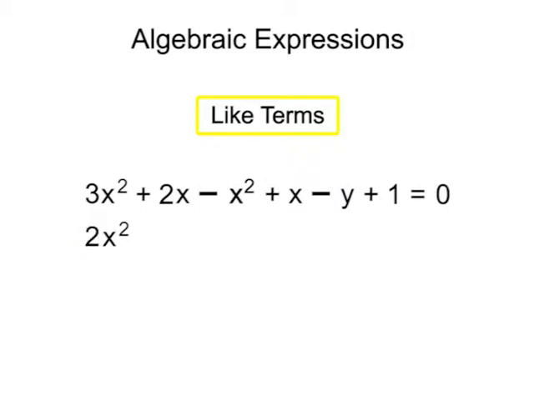Let's continue. The terms 2x and the term x are also like terms. 2 plus 1 equals 3, so the result of combining these two terms is 3x. The last terms, y and 1, don't have any other like terms in the expression, so they will remain.